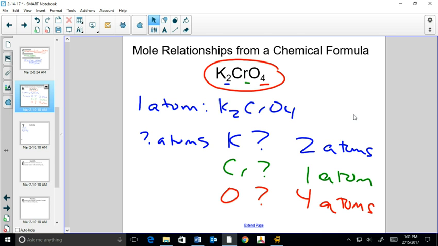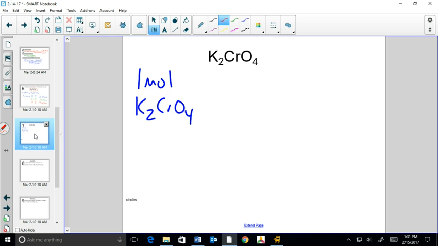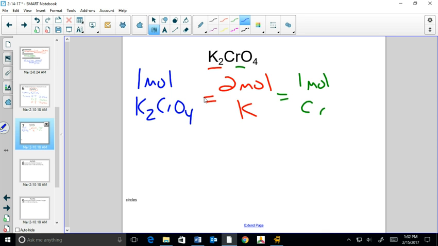So we're going to take that same concept and translate it over to moles now. If I have 1 mole of K2CrO4, how many moles of potassium do I have? Well, the same ratio, there's 2 potassiums inside that K2CrO4, so I'll have 2 moles of potassium. How about for chromium? Again, there's only a 1 there, so I'll have 1 mole of chromium. How about for oxygen? Well, I have 4, so it'll be 4 moles of oxygen.